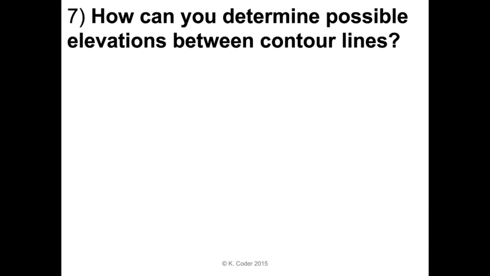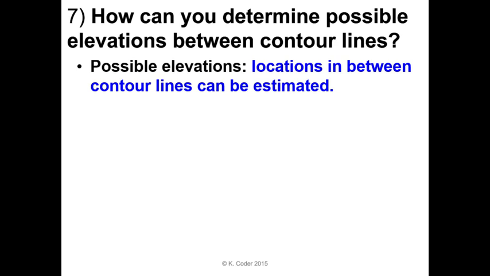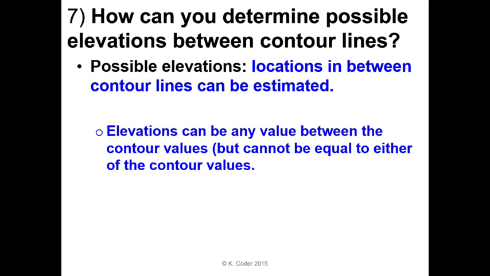How can you determine possible elevations between the contour lines? So now we have the contour lines drawn and we want to figure out a point that's not on the line. Possible elevations are locations in between contour lines that can be estimated. So we're not looking for the most precise answer. We're looking for an acceptable answer, okay, between the contour lines. Okay, it's just an estimate.